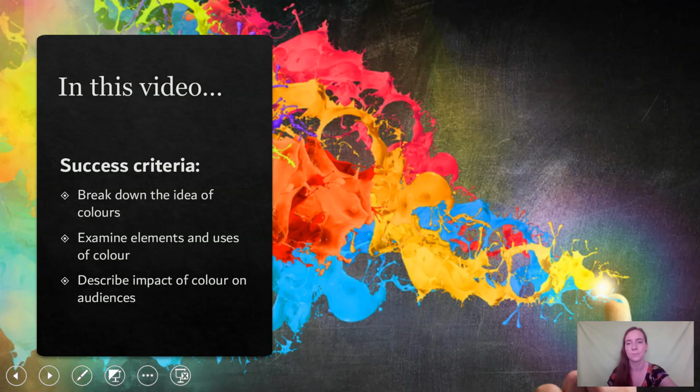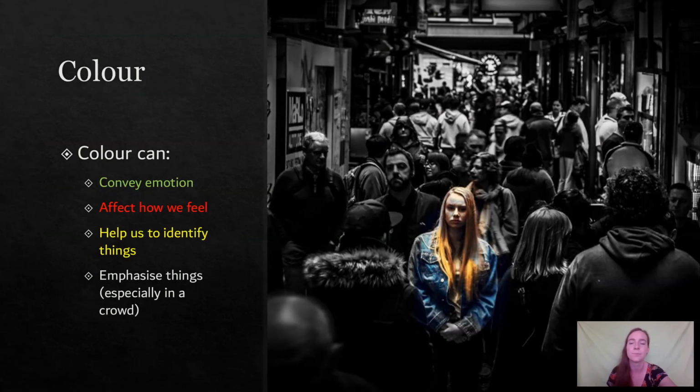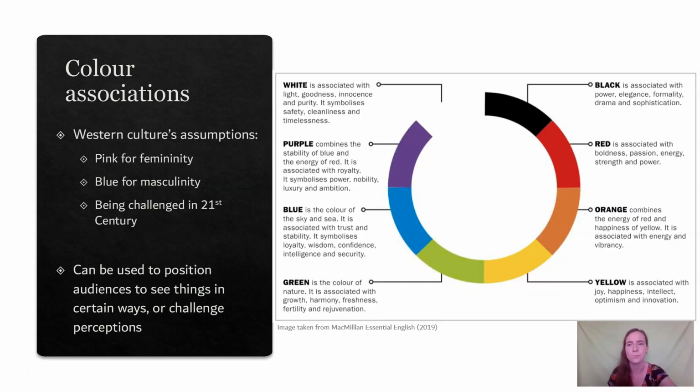Colour. In this video, we're going to break down the idea of colours, examine elements and uses of colour, and describe the impact that colour has on audiences. Colour can be used for a range of things, including to convey emotions, affect how we feel, help us to identify things, and emphasise things such as the image that's on here. So pulling out elements of an image.